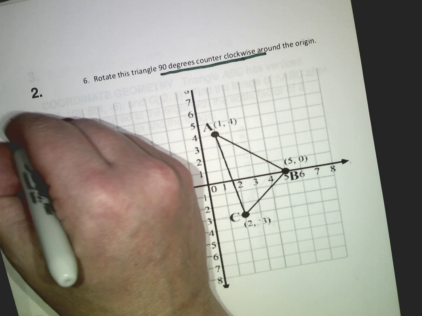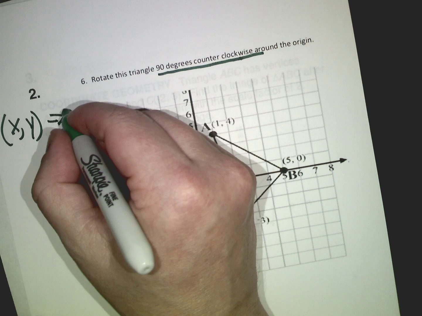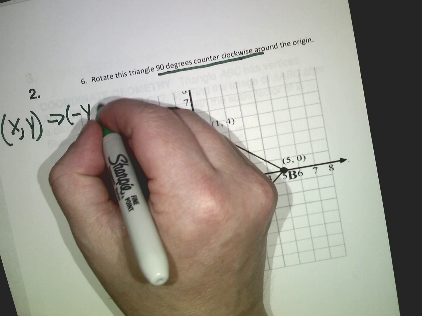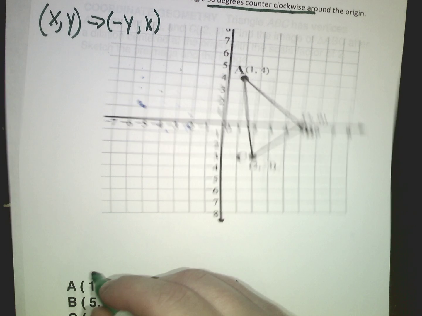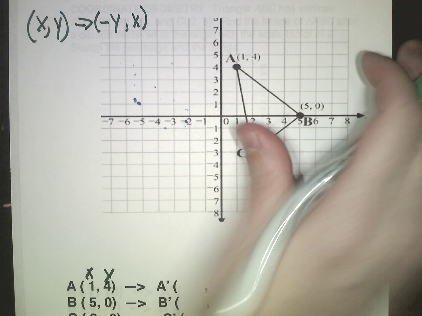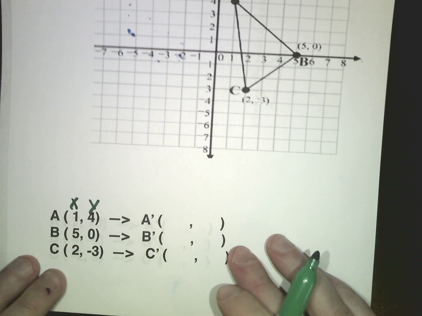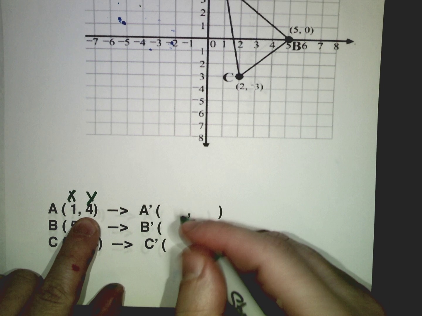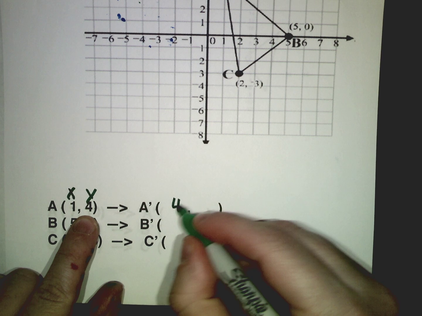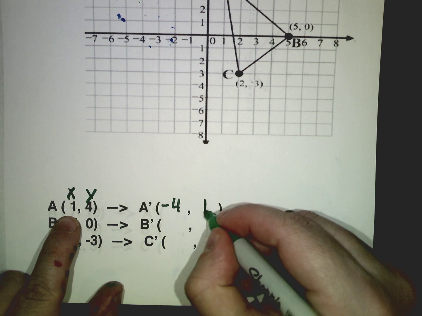Now there's a rule for 90-degree counterclockwise. It is this. It says, you take x, y, what you have to do is rewrite it as negative y, comma x. Okay, well, down here, I know my x is first and my y is second. So remember that rule. That rule you're going to need on the test. So here we go. First I put negative y. Well, my y is 4, and right now it's positive, so I make it negative. Then I put my x over here.